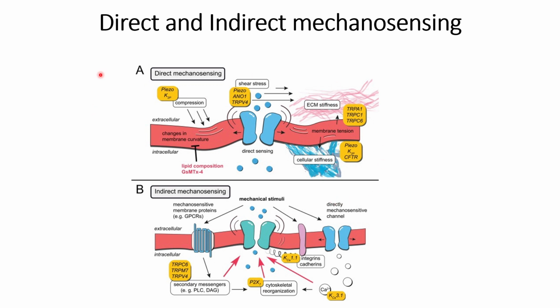That's all for direct and indirect mechanosensing. I hope you got a brief overview of the difference between direct and indirect mechanosensing and how they work in the case of healthy cells and tumor cells. If you need to understand more about this topic in detail, you can go through the reference provided in the description.